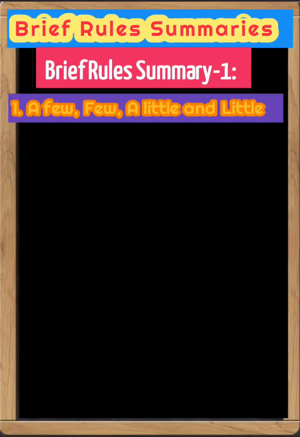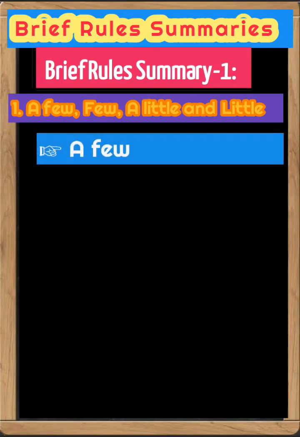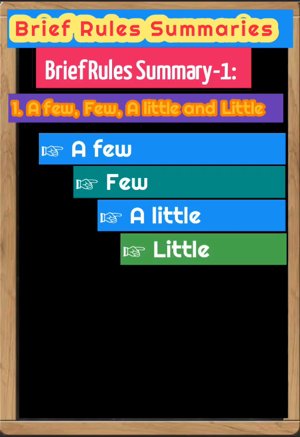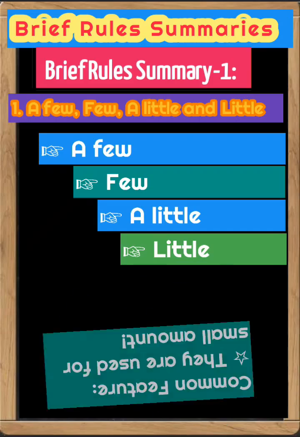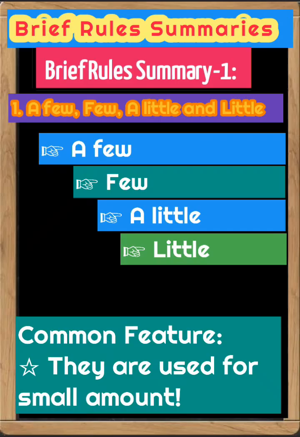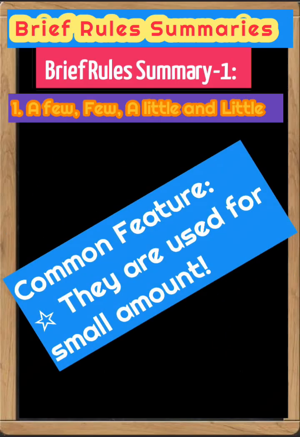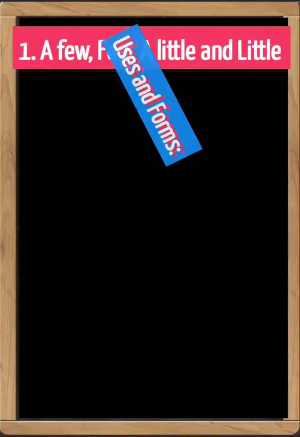Well, let us begin from the first brief rule summary. As you can see on the screen, the first brief rule summary deals with four quantifiers, namely few, a few, little, and a little. These four quantifiers have some common features, and also great differences. Their common feature is that they are used to describe small quantities or small amounts, but they are completely different in terms of uses and forms, as you can see on the screen.